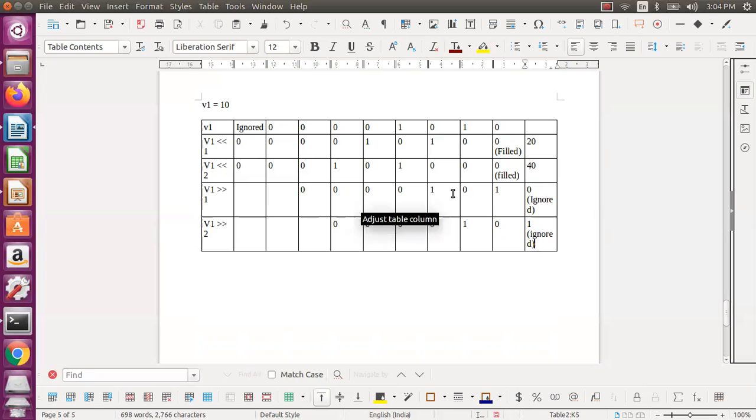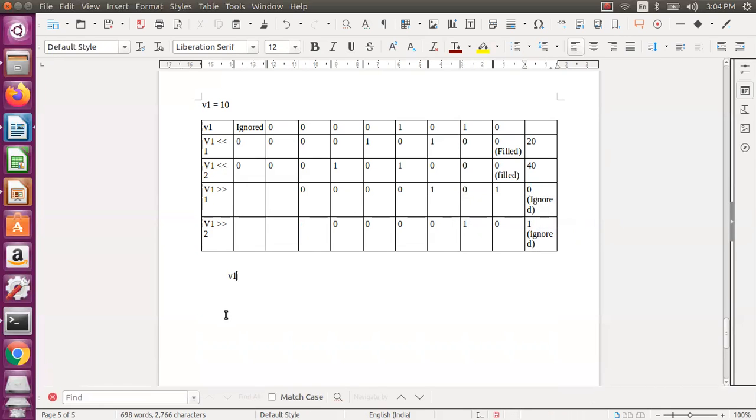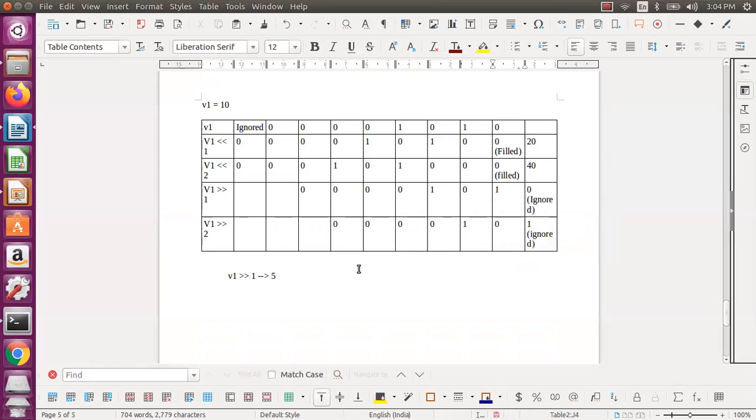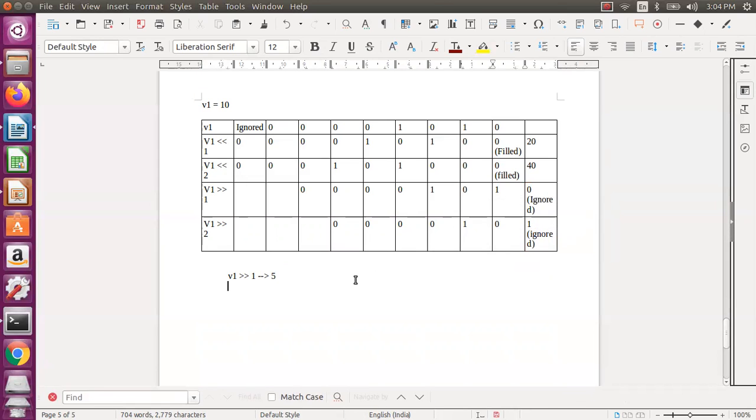So if you take this one, 1 2 4 8, so v1 right shift 1 will become 8 plus 2 is 10 actually. No no, so this is ignored, right? 101, this one will be 5 only, so sorry. So this you should not count actually. So this is 1 2 4, so this one will be 5 actually. And then v1 right shift 2, this is ignored, so this one will become 2.